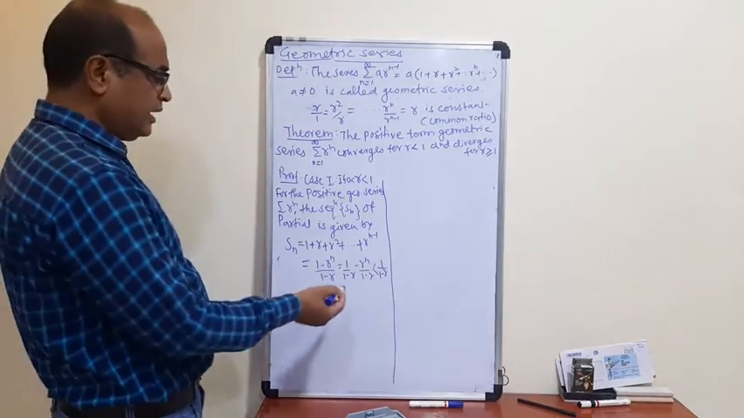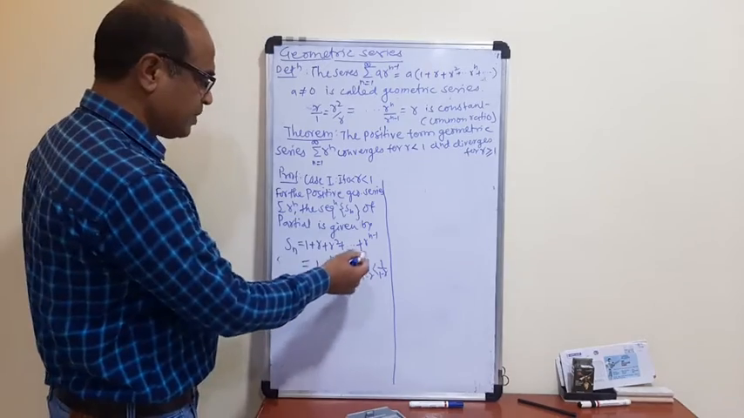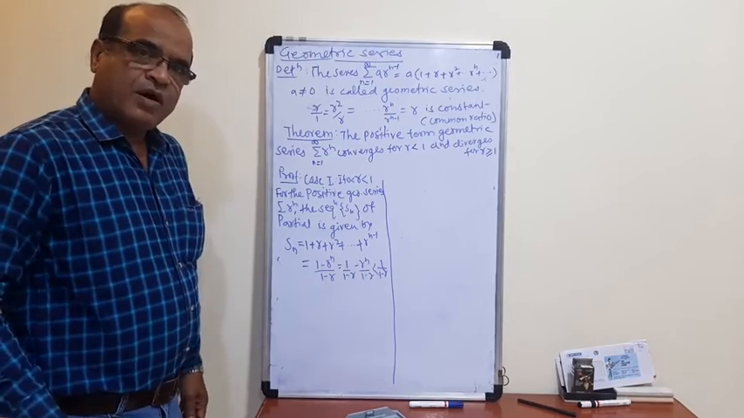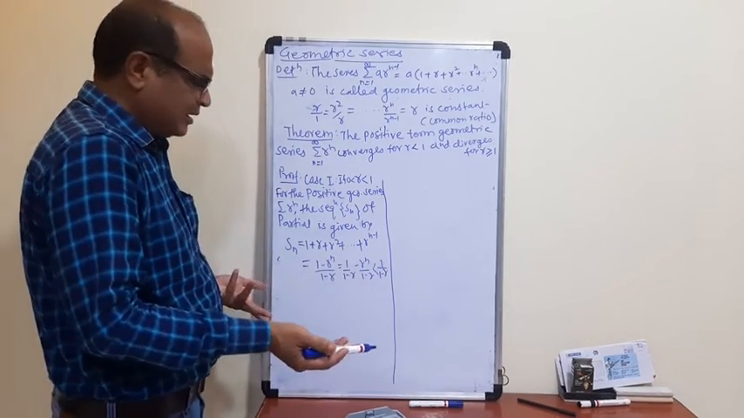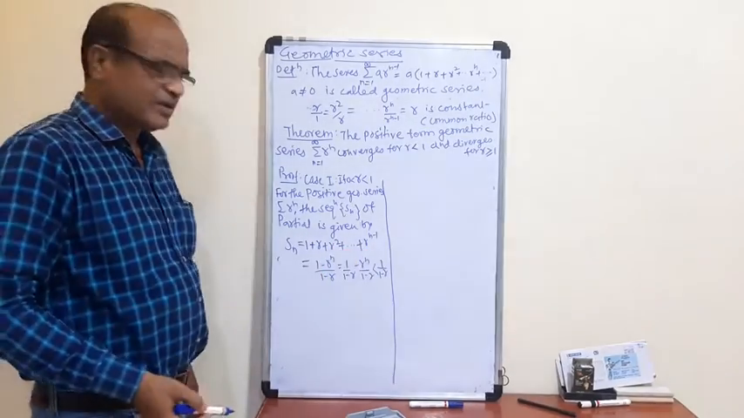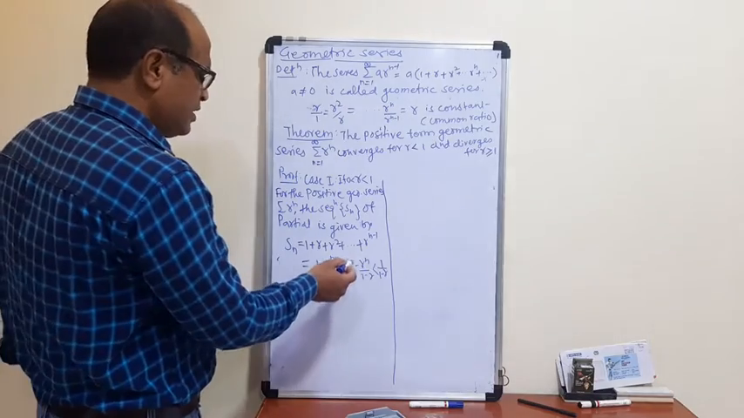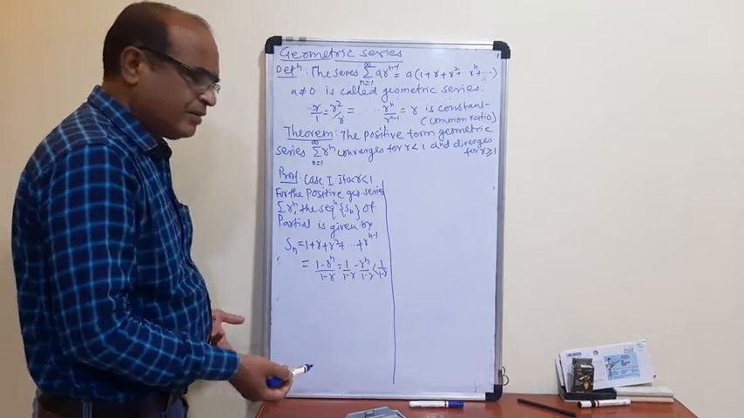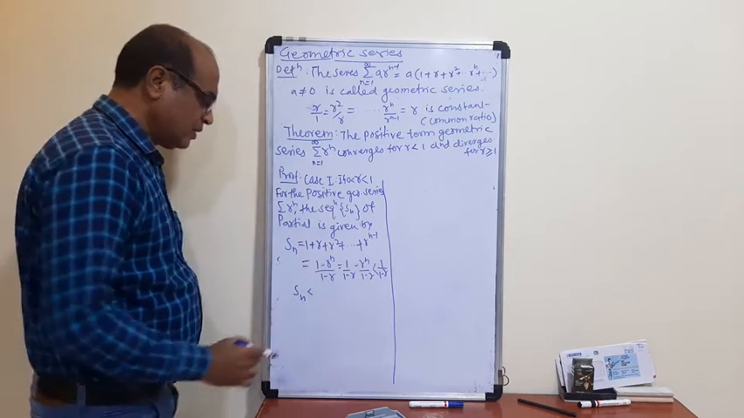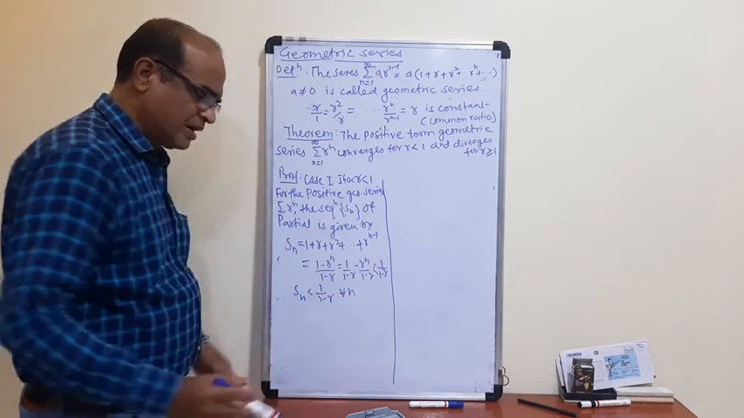Trivially, this part is greater than this part. Then this minus this is less than 1 upon... I think we don't know whether greater or smaller. But this minus something is certainly less than this. It depends on the value of R here. So this minus this is trivially less than 1 upon (1 - R). So Sn is less than 1 upon (1 - R) for all n equal to 1, 2, 3 and so on.